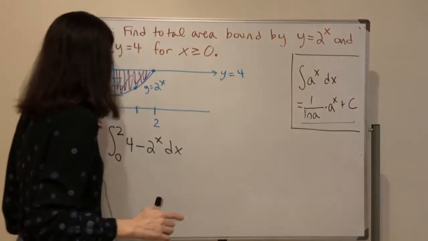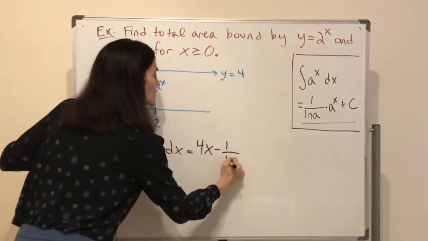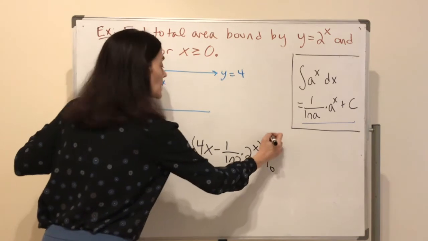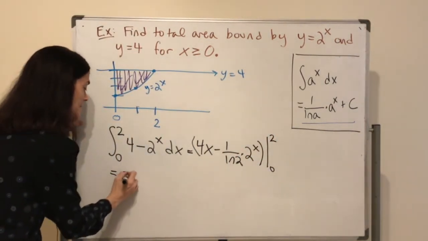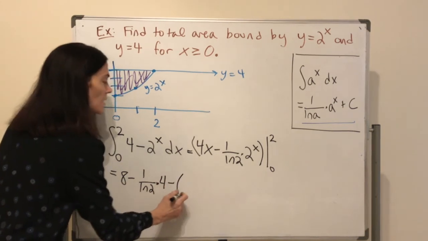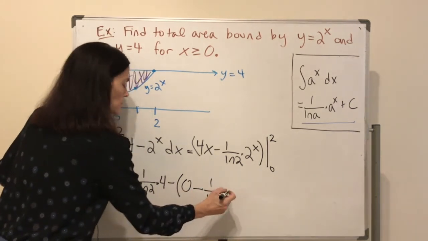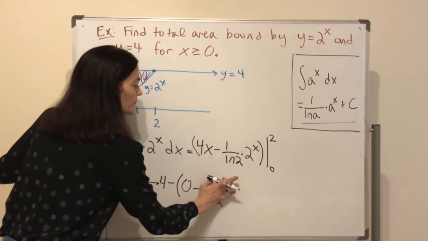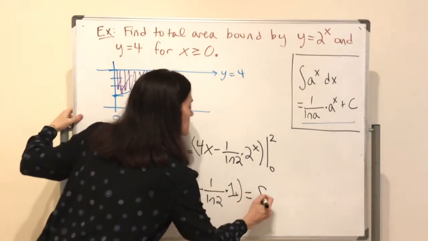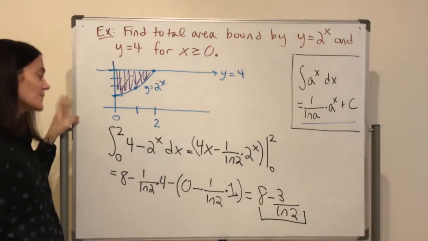But we will use this here because we have to integrate 2 to the x. Well, this is 4x minus 1 over natural log 2 times 2 to the x, and this is all evaluated between 0 and 2. This is 8 minus 1 over natural log of 2 times 4, and then subtract off. Well, this is 0 minus 1 over ln 2 times 2 to the 0, which is 1. So what do we get all together here? We have 8 minus 3 over natural log 2. And this would be the area here.